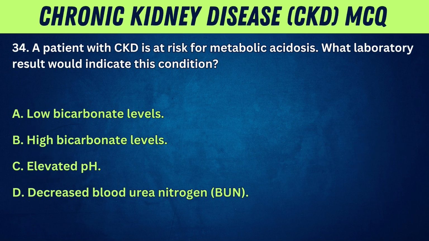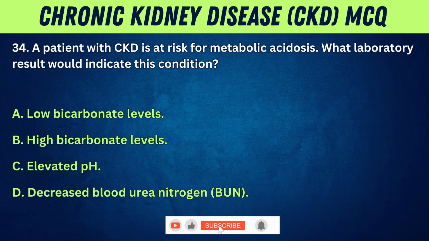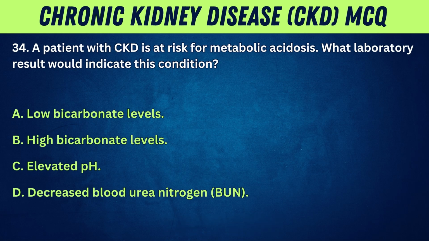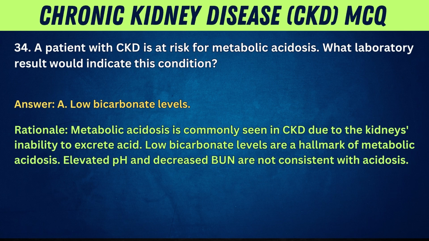34. A patient with CKD is at risk for metabolic acidosis. What laboratory result would indicate this condition? A. Low bicarbonate levels. B. High bicarbonate levels. C. Elevated pH. D. Decreased blood urea nitrogen (BUN). Answer: A. Low bicarbonate levels. Rationale: metabolic acidosis is commonly seen in CKD due to the kidney's inability to excrete acid. Low bicarbonate levels are a hallmark of metabolic acidosis. Elevated pH and decreased BUN are not consistent with acidosis.